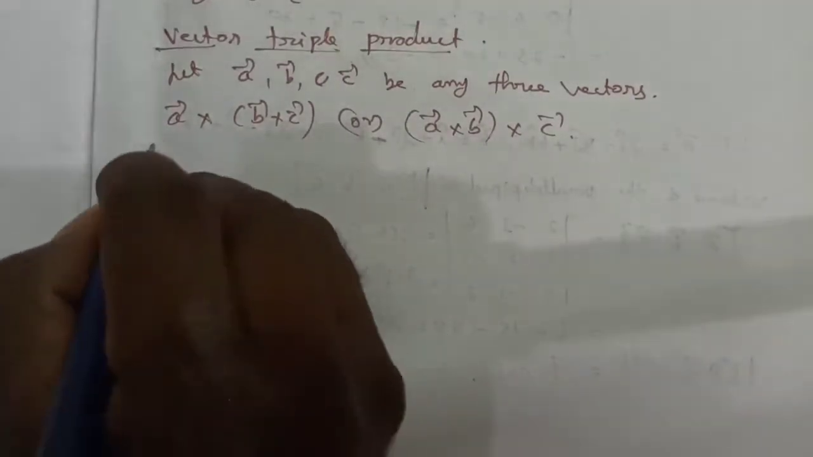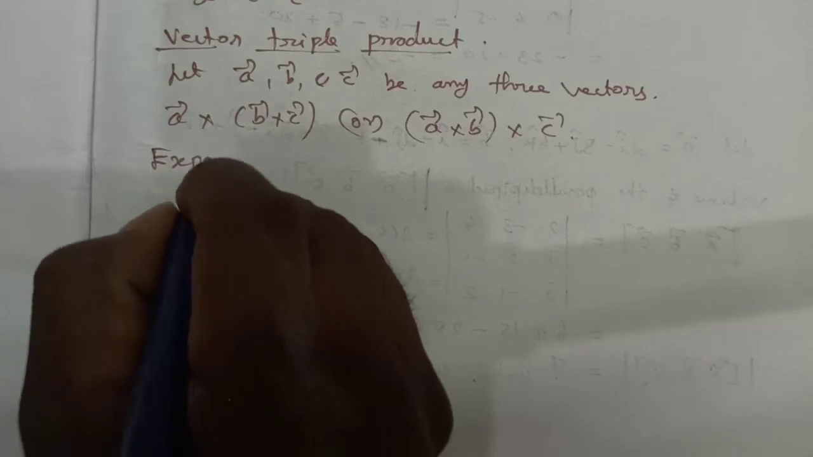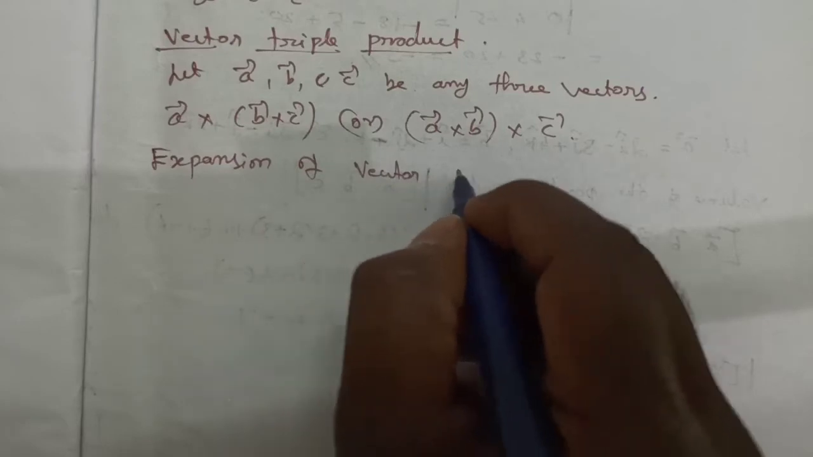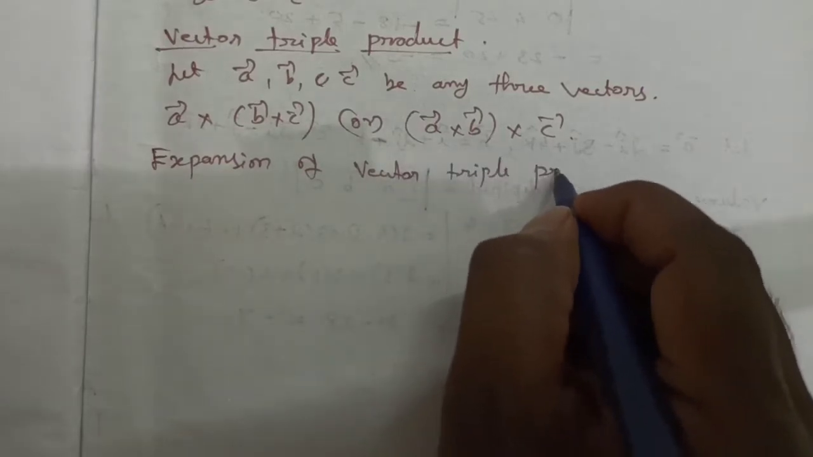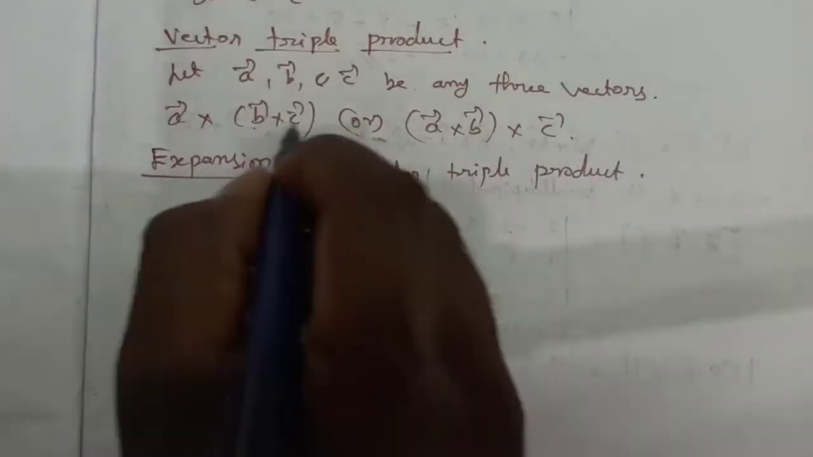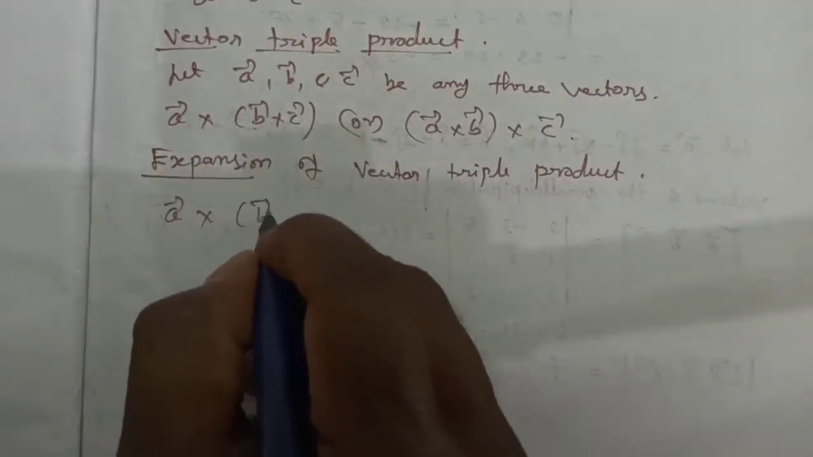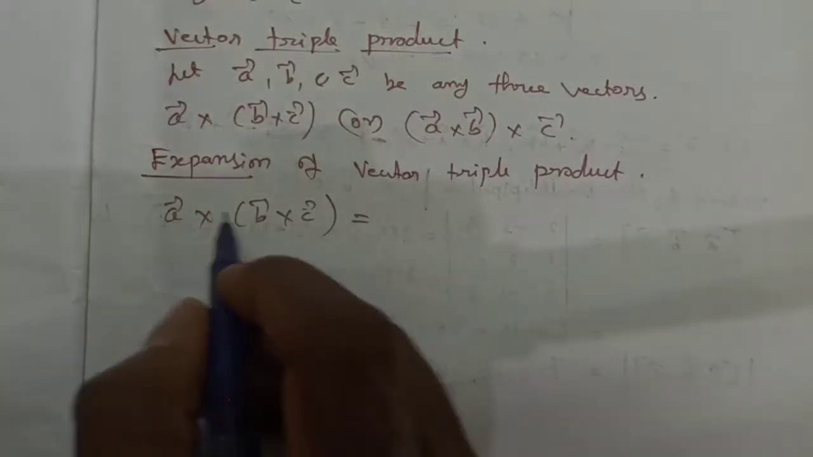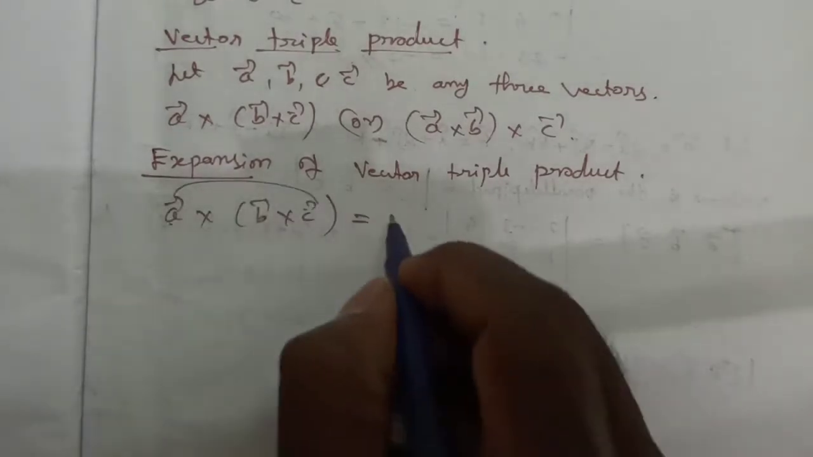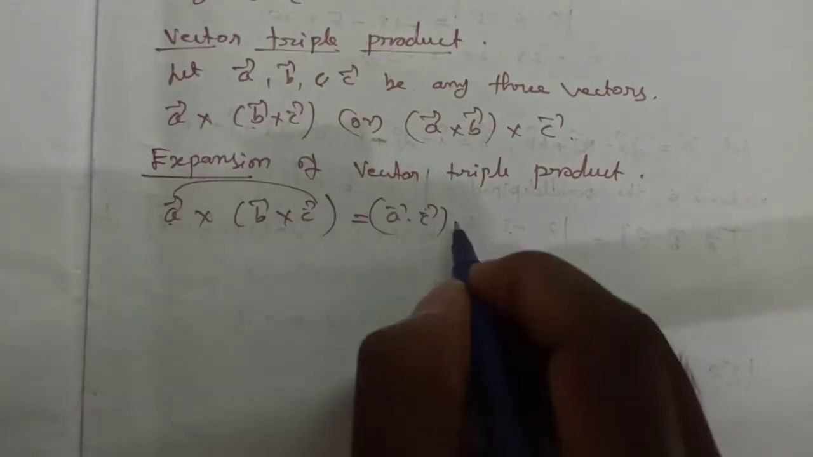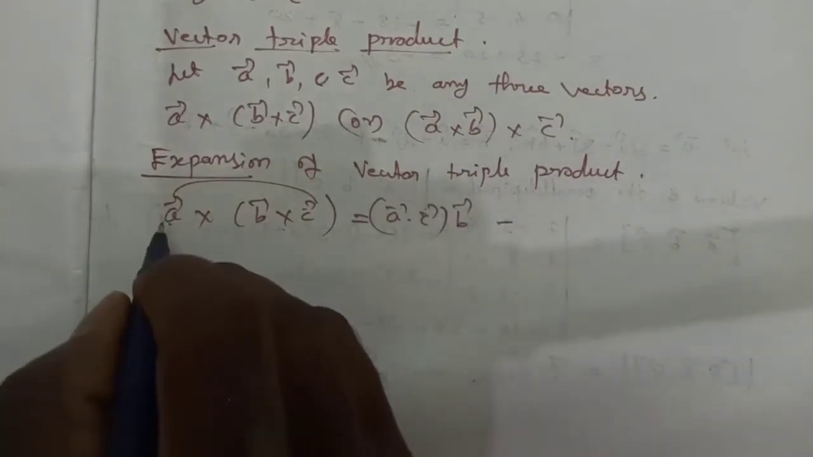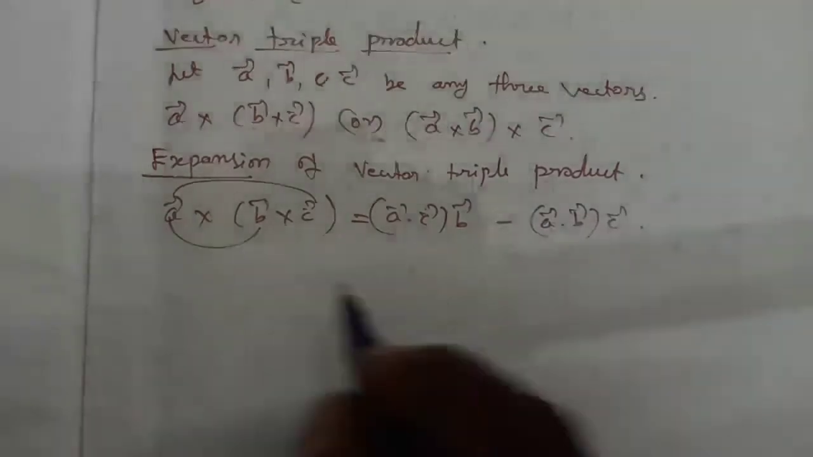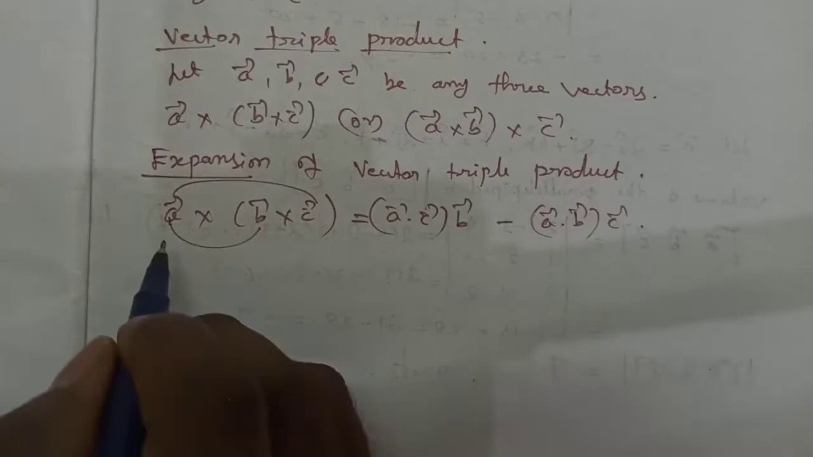So what is the expansion? How to expand the term A vector cross B vector cross C vector? Listen carefully. A vector dot C vector into B vector, the first one, minus the second one, A vector dot B vector into C vector. This is the expansion of A vector cross B vector cross C vector.